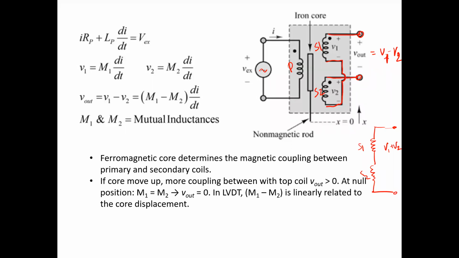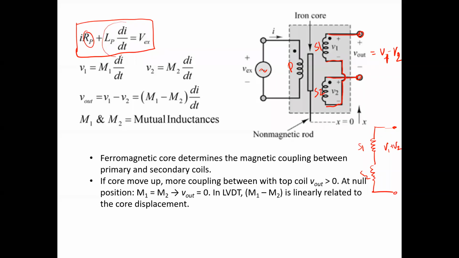Now, for the primary winding, the voltage and current relation can be related through this. If we consider that Rp is the parasitic resistance present in this primary winding, and Lp di/dt is the voltage developed across the primary winding due to the self-inductance in the primary winding, then the input voltage can be related with respect to this expression.